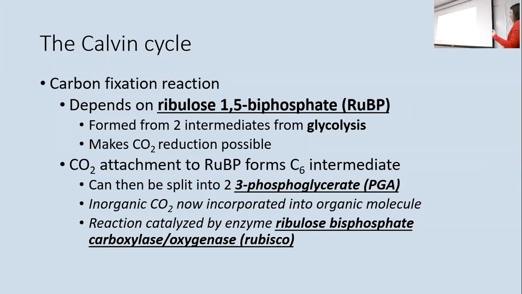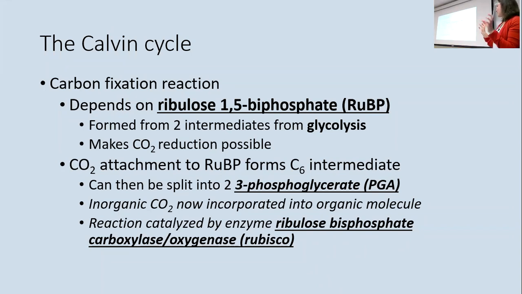Now, RuBP is a 5-carbon compound. We fix CO2 to it. We now have a 6-carbon compound, right? We added 1 carbon to a 5-carbon. And so it's a 6-carbon intermediate, a C6 intermediate. Just means that we've made a 5-carbon thing and attached a 1-carbon thing to it to make a 6-carbon thing, right? So what happens in the Calvin cycle is we make this 6-carbon thing, by incorporating atmospheric carbon dioxide, and then we break it in half to make 2 3-carbon things.